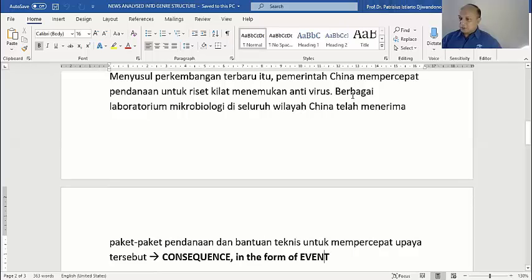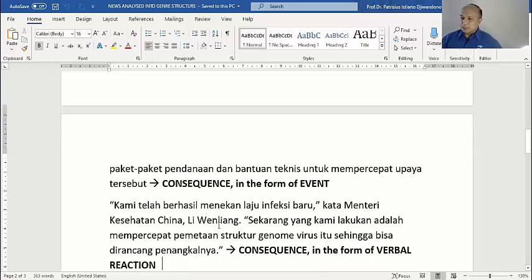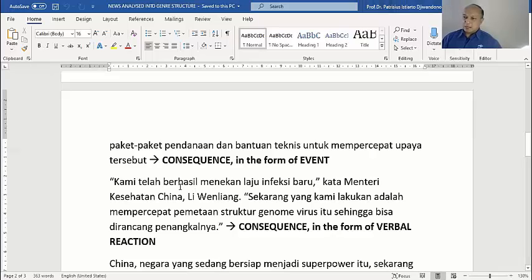And then still continues to this, berbagai laboratorium mikrobiologi di seluruh wilayah China telah menerima paket-paket pendanaan dan bantuan teknis. So again, this is the consequence, something that is caused by the main event. Yeah. And then look at the new paragraph here. Kami telah berhasil menekan laju infeksi baru, kata Menteri Kesehatan China, Li Wenliang. Sekarang yang kami lakukan adalah mempercepat pemetaan struktur genom virus itu sehingga bisa dirancang penangkalnya. Again, this is the consequence, but this is in the form of verbal reaction.